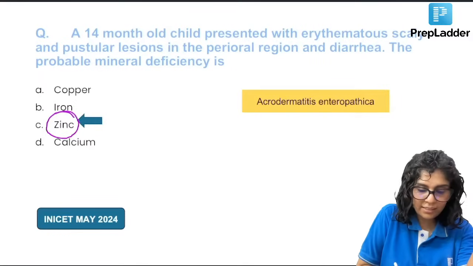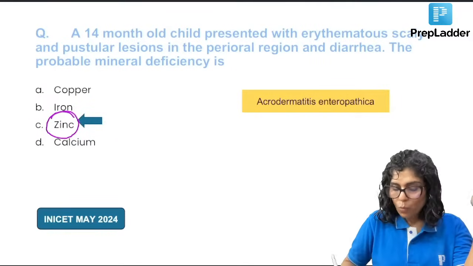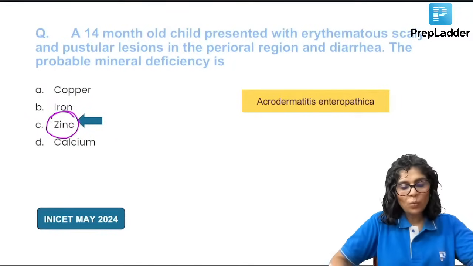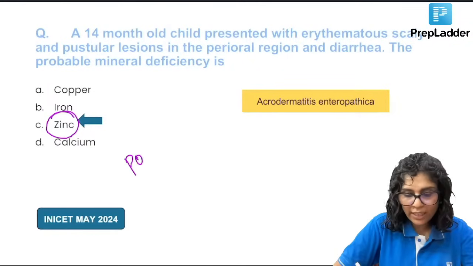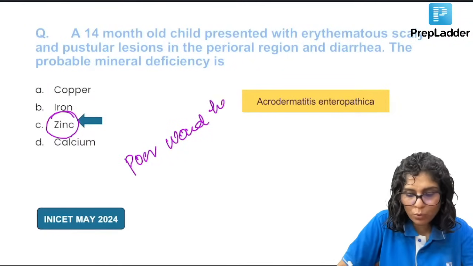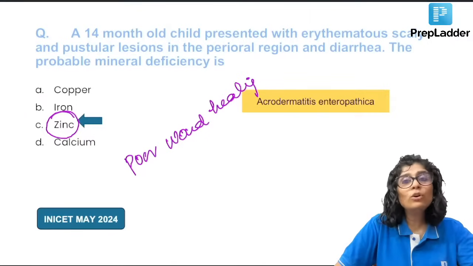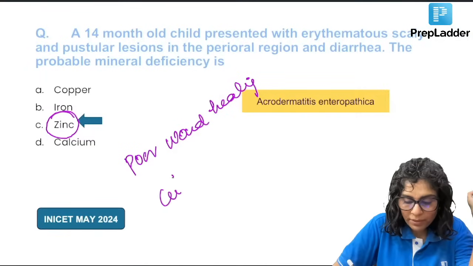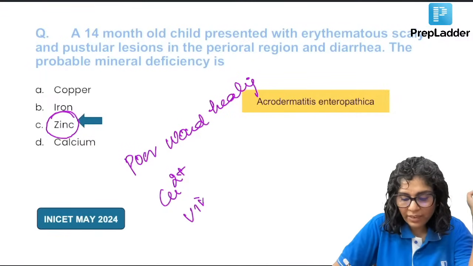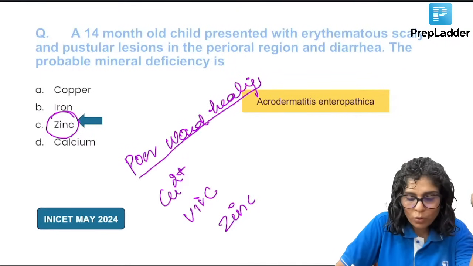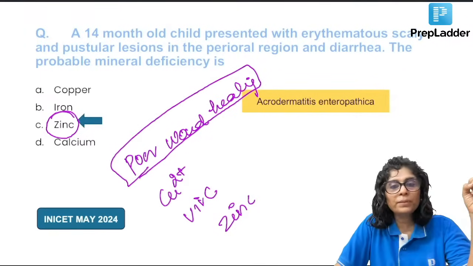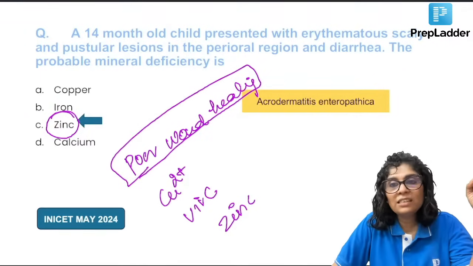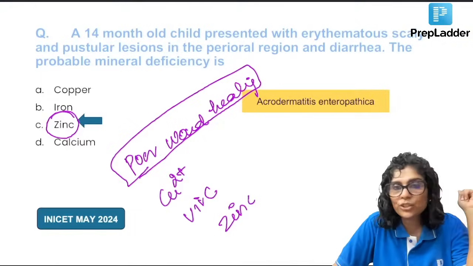Okay, answer is zinc. One more fact about zinc: whenever you see poor wound healing, you should think of three micronutrients, right? One is copper, second is vitamin C, third is zinc. Poor wound healing is a feature of copper deficiency, vitamin C deficiency, and zinc deficiency.